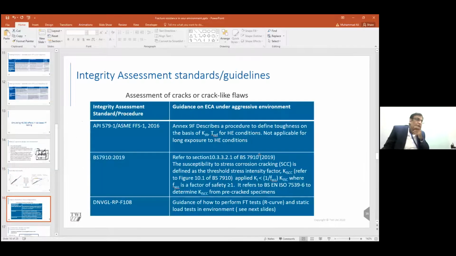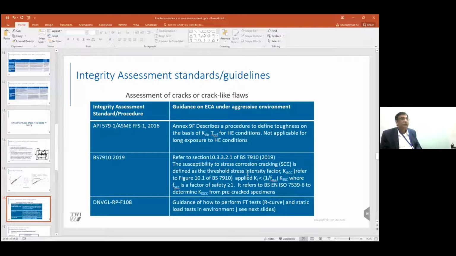Now, moving forward to some of the integrity assessment procedures we often utilize to determine safety of a structure under static load, BS 7910 and DNVGL RP 108 are the most frequently used standards. However, there is no clear guidance on, once you carry out a fracture toughness test program in a sour environment, how you will determine fracture toughness, or how confident you are to pick a fracture toughness number and utilize that number in any of your safety assessments. So this was the biggest challenge.